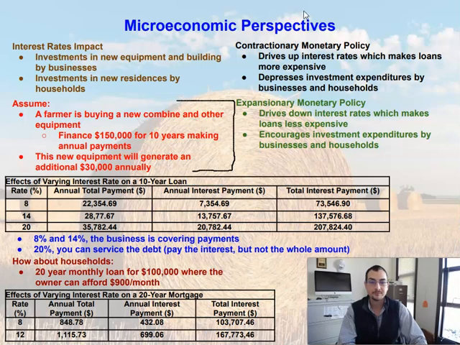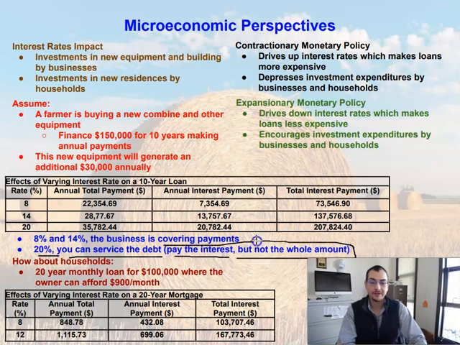decision-making process. So at 8% and 14%, the business can cover the payments. At 20%, this business can only service the debt. That is to say that they can pay the interest, but not the whole amount. They're servicing the debt, only paying the interest, but not the whole amount. Basically, they're not making any money. They're losing money at 20% interest, and they're not going to engage in this loan, showing how higher interest rates actually will decrease or depress the investment expenditure.